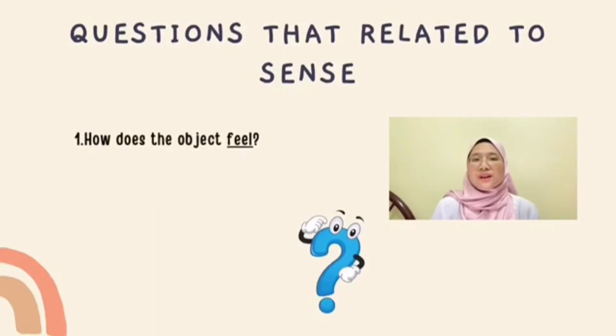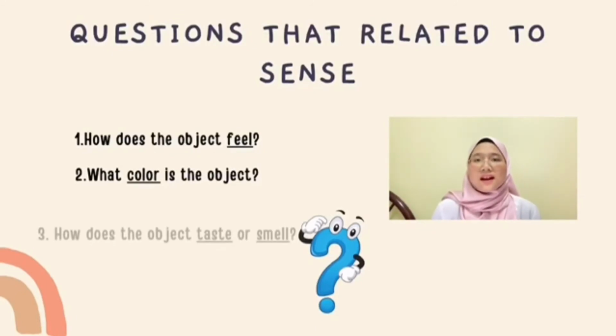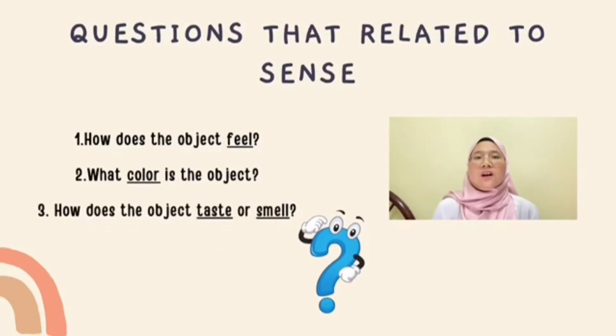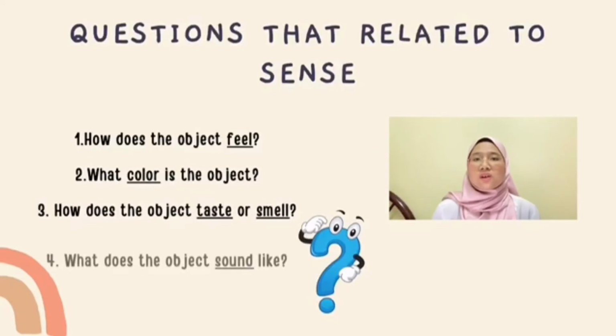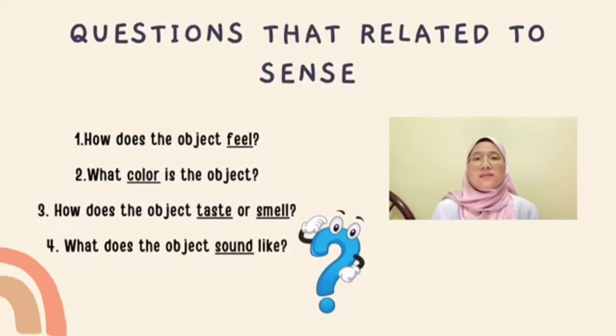So the first one is, how does the object feel? What is the color of the object? How does the object taste or smell? What does the object sound like? These are the questions that you have to ask yourself when you use your senses to observe.